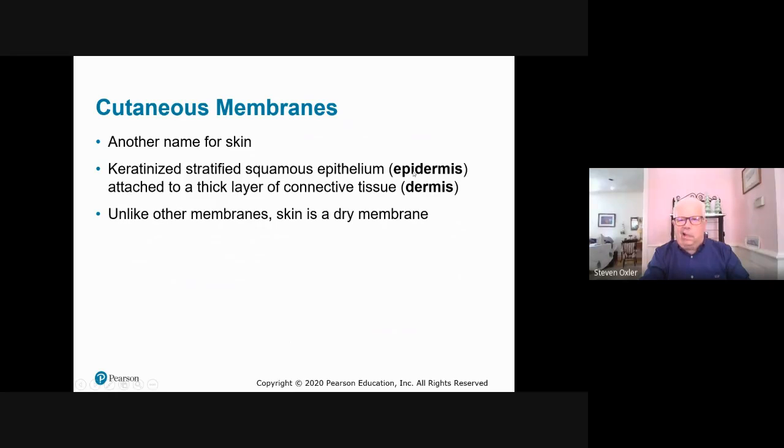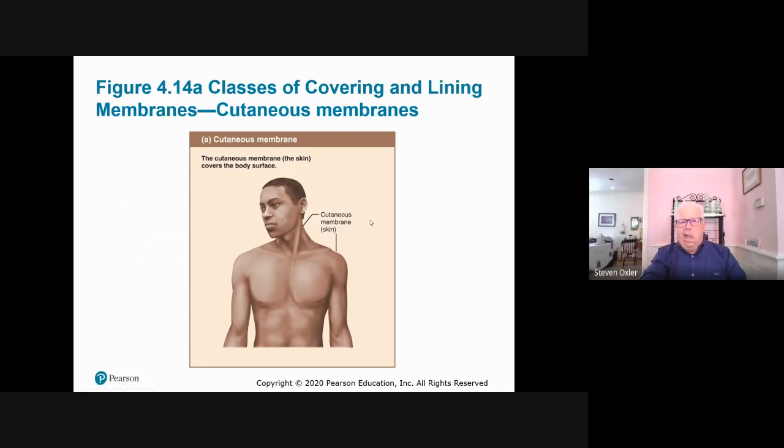contains 2 basic layers: an outer layer, which is your epidermis, and an inner layer, which is connective tissue, and that is your dermis. It is one of the only dry membranes in your body. So cutaneous membranes are dry membranes. All right? And here it is. This is the skin. Obviously, it covers your entire body.